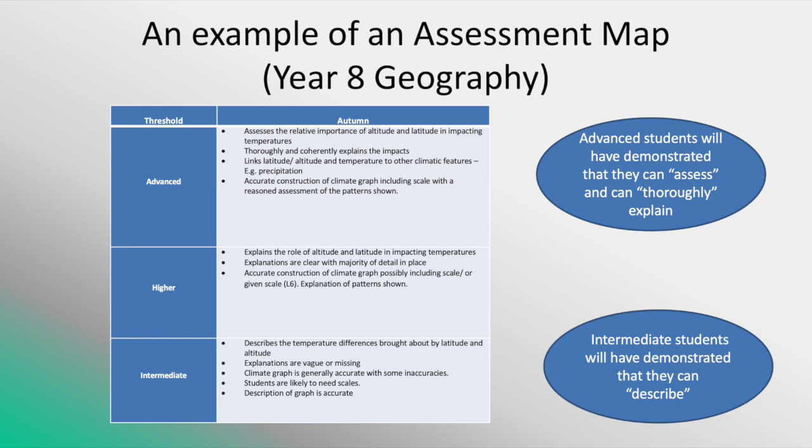You can also use this assessment map to see what it is your child would need to do in order to reach the higher threshold. For example, if your student has been graded as a higher threshold, we can see in order to get to advanced, they need to assess and thoroughly and coherently explain impacts in order to achieve the advanced threshold.